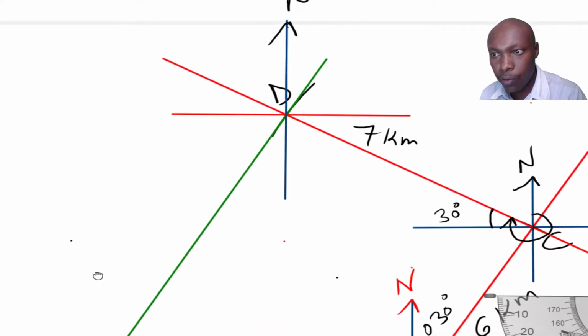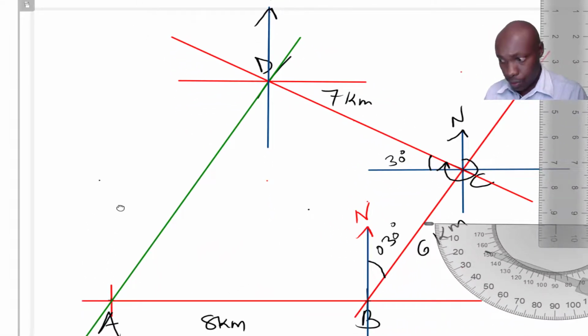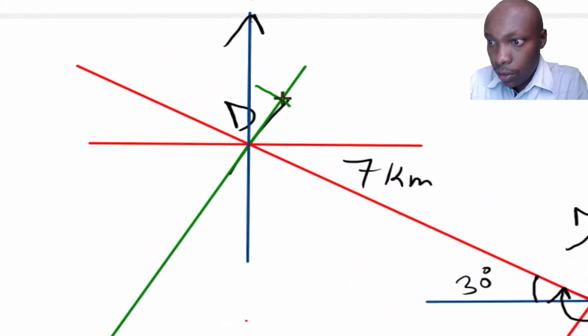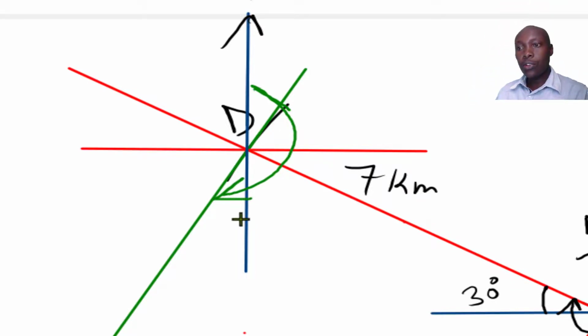The bearing of A from D. So to get that, you need to measure the whole of this angle. That is the angle, so from this point going this way, that is what is going to give us the angle. We measure the true bearing from the north in a clockwise direction, and that is what is supposed to give us the answer. That is the bearing of A from D.